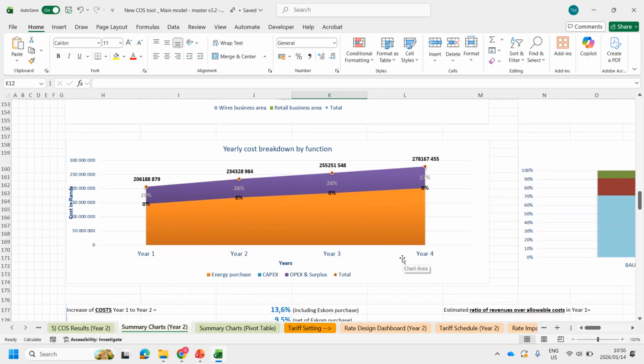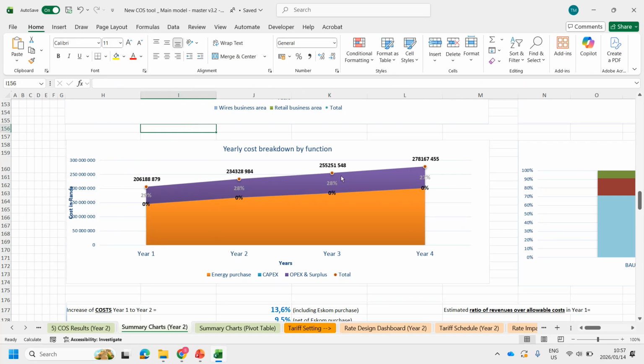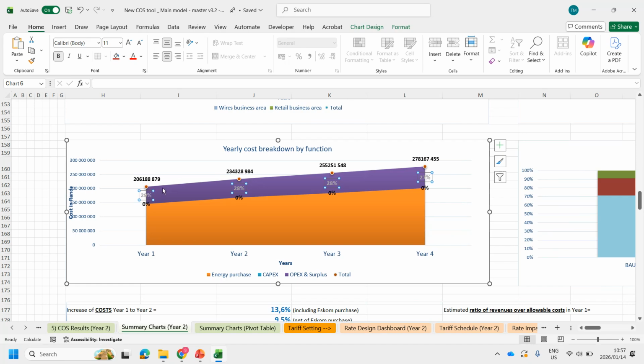The other one that we're looking at is the yearly breakdown by function. So it's similar to the graph above. It shows you your revenue requirement over the 4 years, and then it further divides your revenue requirement into the key main functions. For example, the orange bar will represent your energy purchase, the blue bar will represent your capex, and the purple bar will represent your OPEX and surplus. So in my particular example, I can see for year one that around 29% of my revenue requirement is spent on my OPEX and surplus, and the remaining 71% or so is spent on buying electricity, and so forth.